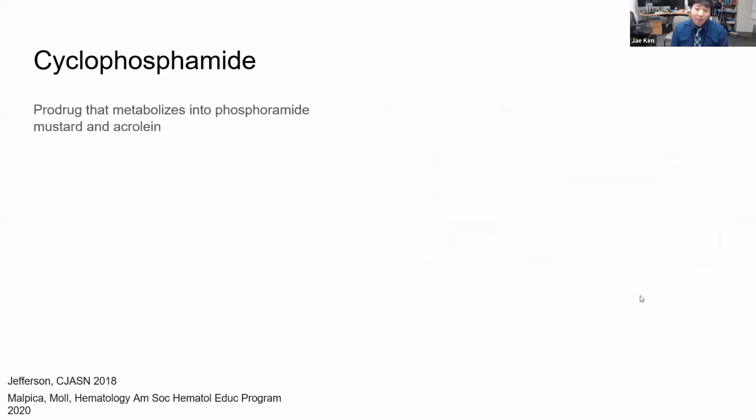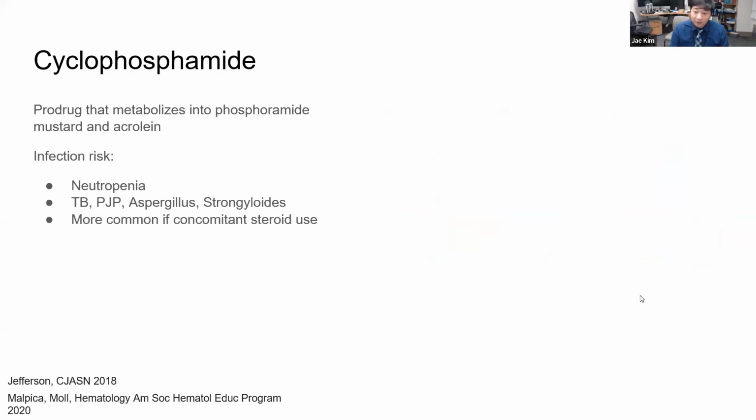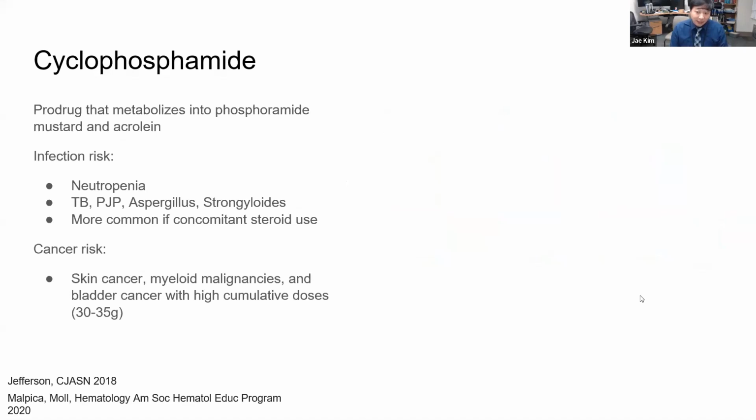Cyclophosphamide is a prodrug that metabolizes into phosphoramide mustard and acrolein. And the infection risk includes neutropenia, reactivation of any latent infections, which is more common if there's concomitant steroid use. You can get skin cancer, myeloid malignancies, and bladder cancer with high cumulative doses. But note that all our current cyclophosphamide protocols for lupus nephritis, membranous, minimal change, and vasculitis have a cumulative dose of less than 20 grams.